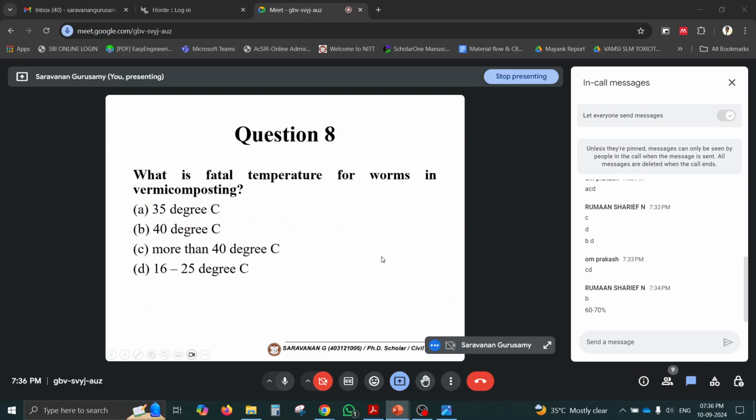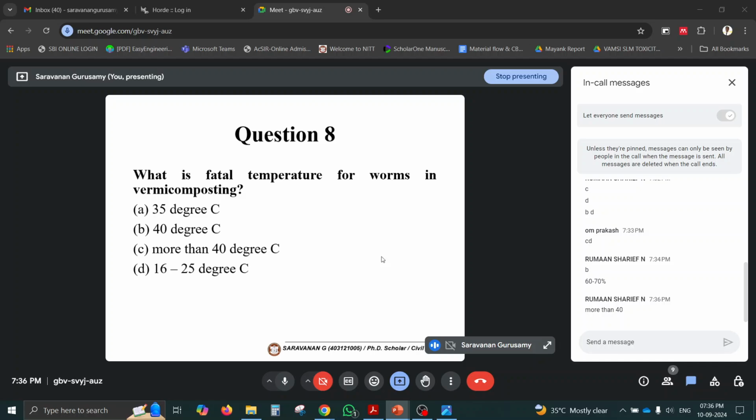Okay. What is the fatal temperature for worms in vermicomposting? If the temperature exceeds dash degrees Celsius, the worms will die. 35 degrees, 40 degrees, more than 40 degrees, 16 to 25 degrees. Yeah. So that's why vermicomposting is not suitable for a rapid degradation process.